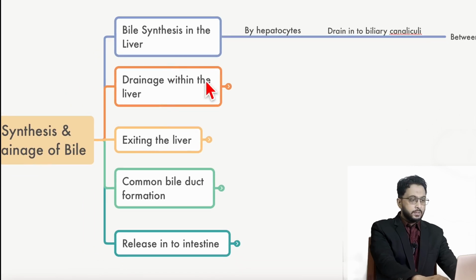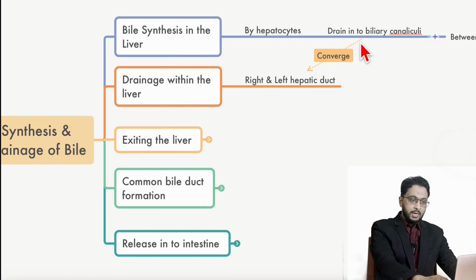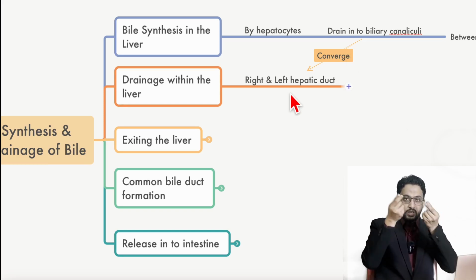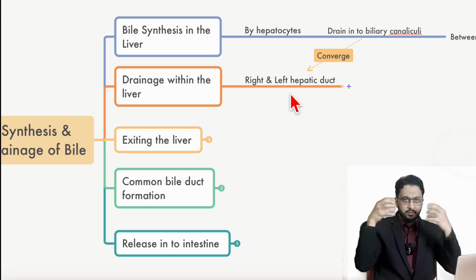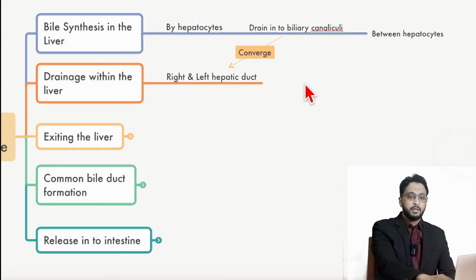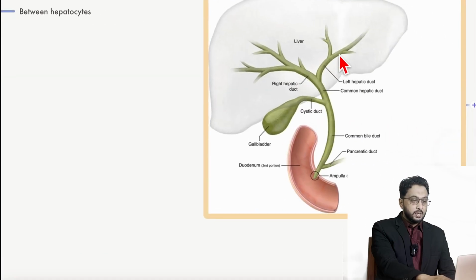Now, what happens? Within the liver, it flows. These biliary canaliculi converge from different hepatocytes, and they form two further ducts, that is the right and left hepatic duct. You can see here two ducts coming from either side. In between there are hepatocytes. Just imagine these are canaliculi, and there comes a line, the right and left hepatic duct. So this is hepatic duct within the liver.